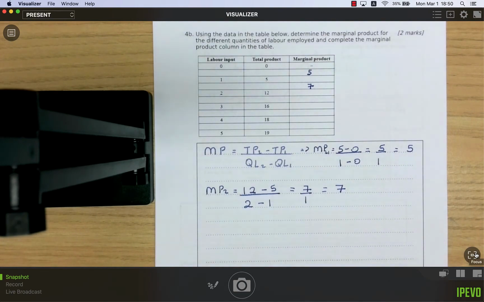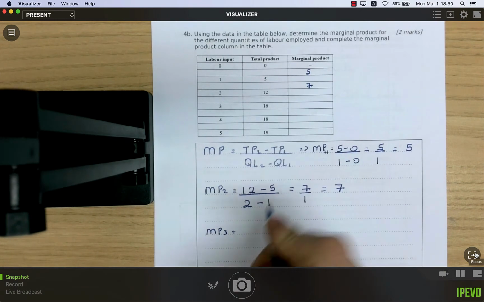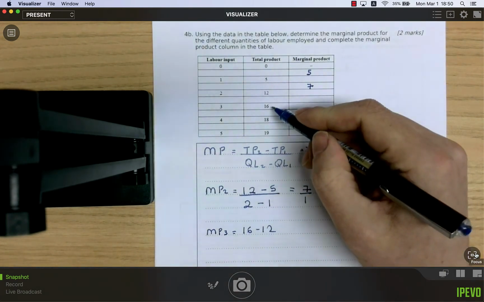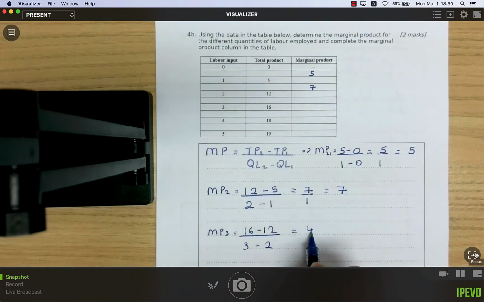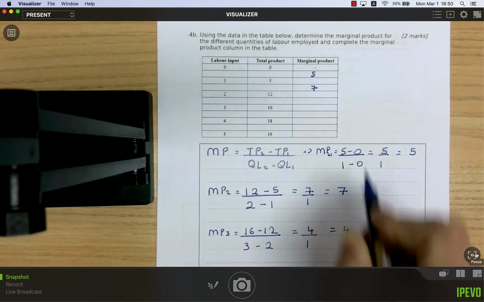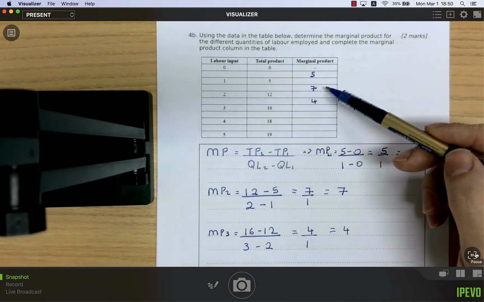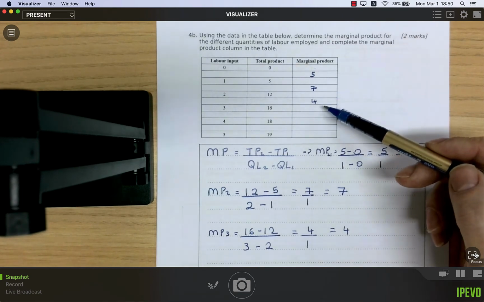Okay, MP3. Its total product was 16 minus 12. 16 here, total product after you hired the worker, minus 12, which is total product before you hired the worker, and we have 3 minus 2, which equals 4 over 1, which equals 4. Now, what has happened to the extra output that was produced as a result of hiring one more worker? It initially went up at low levels of output, and then it started to fall. And why? Because now the law of diminishing marginal returns has set in.